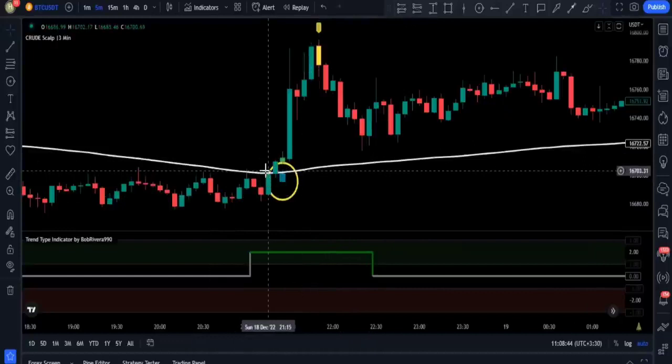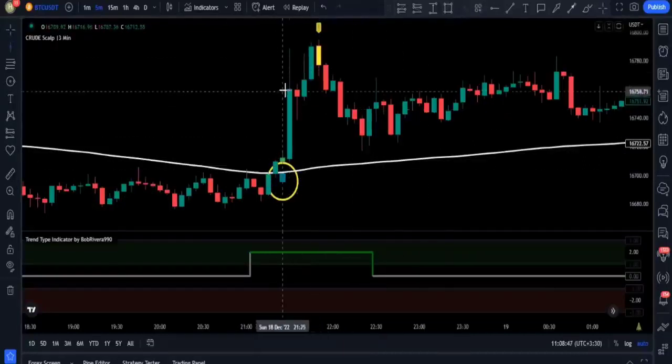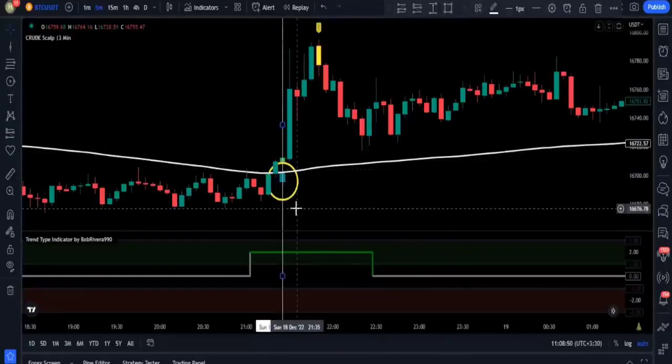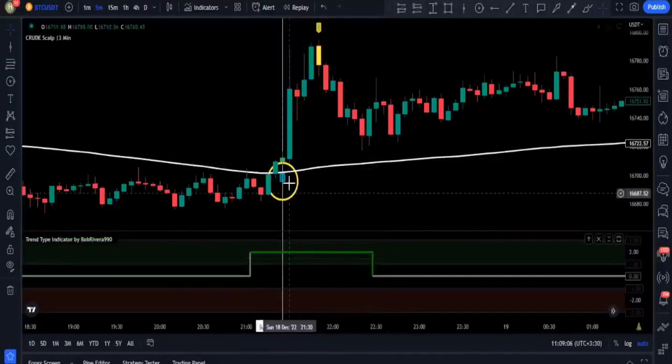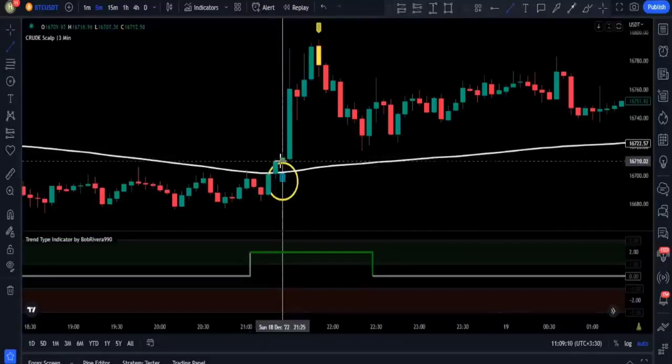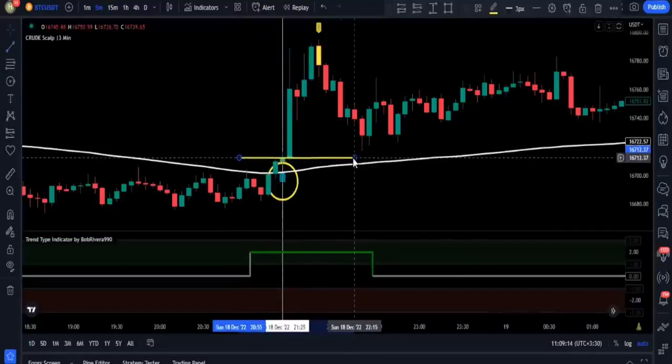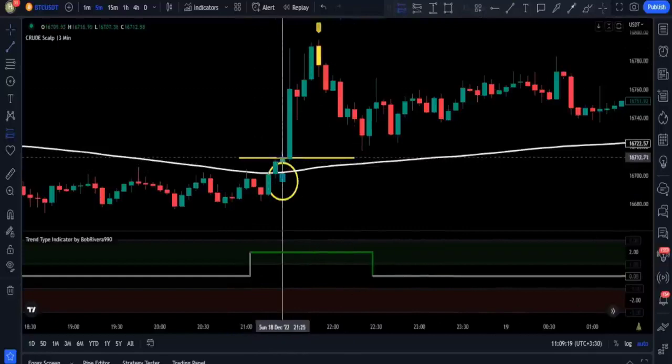But to make sure of the validation, we need to draw a vertical line and check trend type indicator. The line of trend type must be in the upper area and its color needs to be green. Which is true here, so this signal is valid and I'm allowed to enter a trade at the trigger candlestick's closing, which is the line I'm drawing.